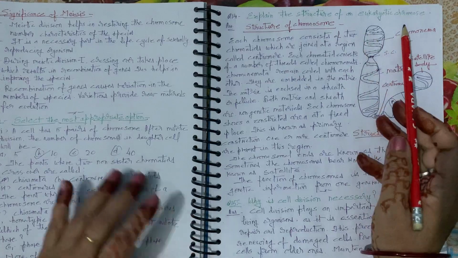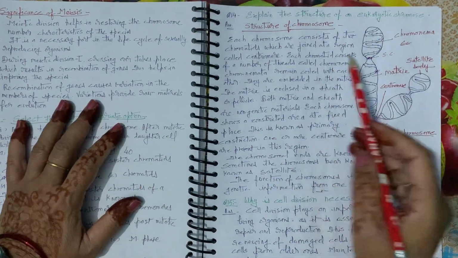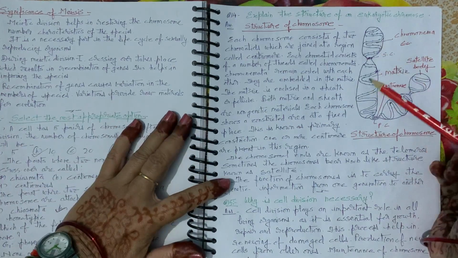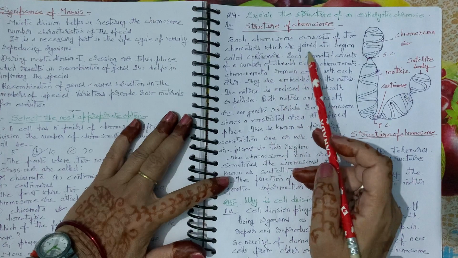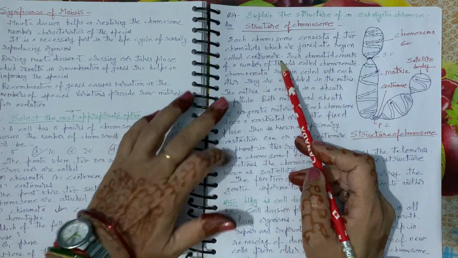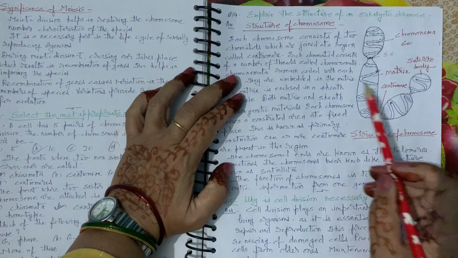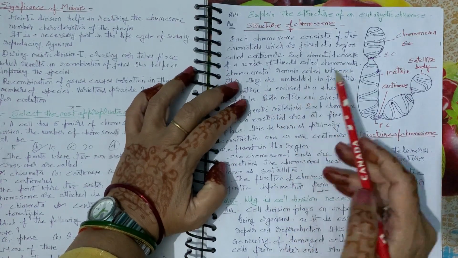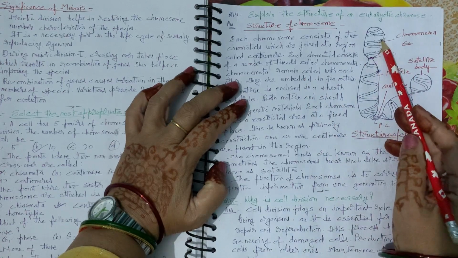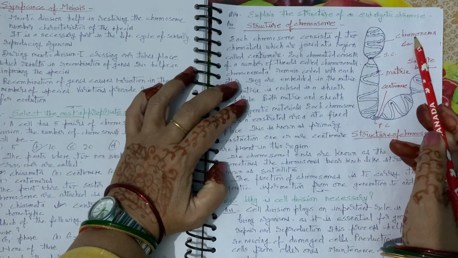Explain the structure of chromosomes in eukaryotic cells. Structure of a chromosome, as you see, is a helical structure. Each chromosome consists of 2 chromatids which are joined at a region called the centromere. See, this point is the centromere where the 2 chromatids are joined. Each chromatid consists of a number of thread-like chromonema. These 2 single threads are the chromonema.